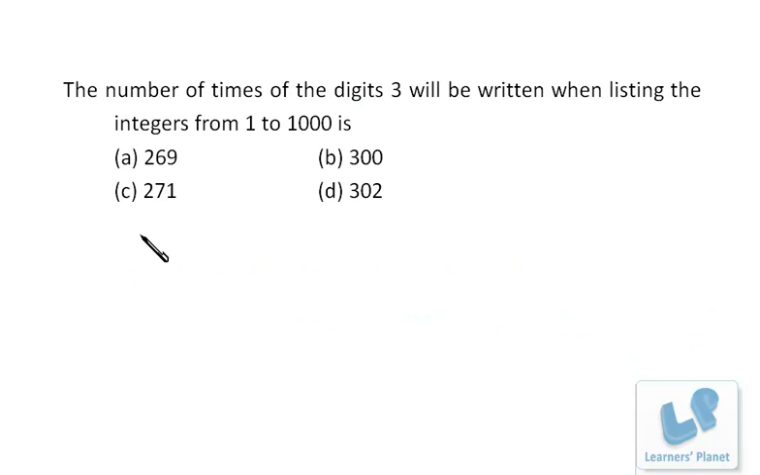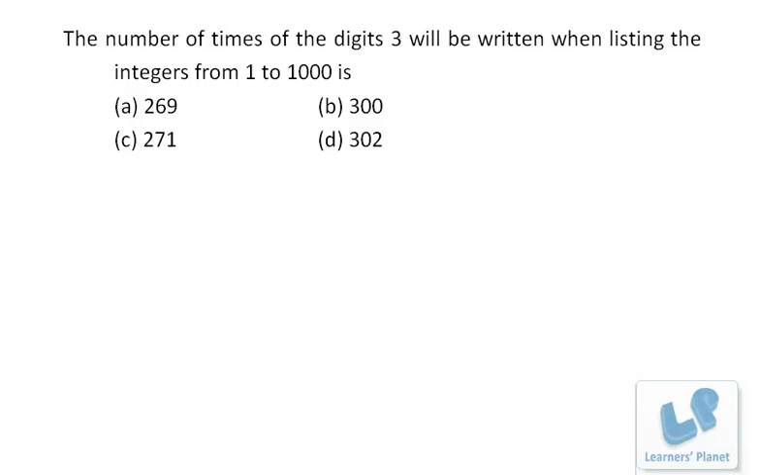Now the number of times the digit 3 will be written when listing integers from 1 to 1000. Nice question. So friends, there will be three cases, right? Number 3 is written at one place, at two places, and at three places, right? So we discuss each and every case one by one. First case, 3 is written once.